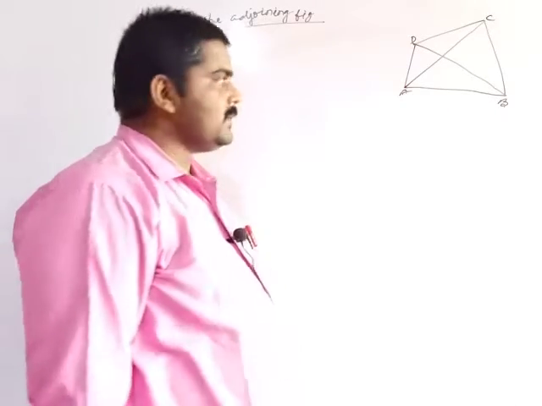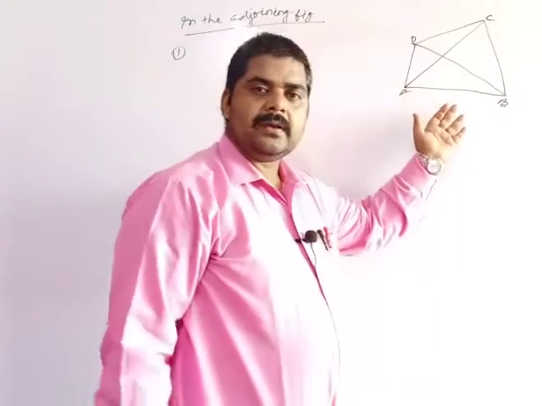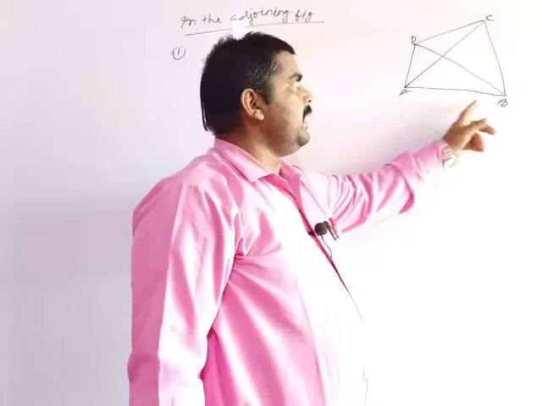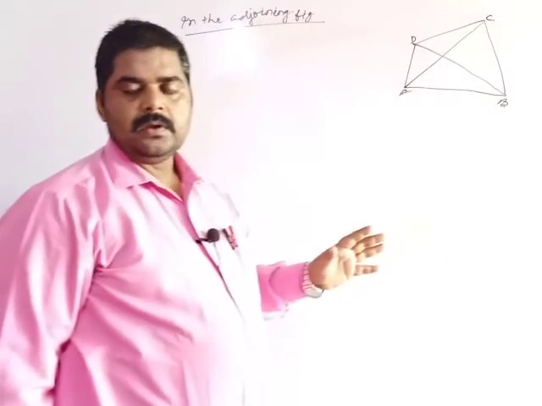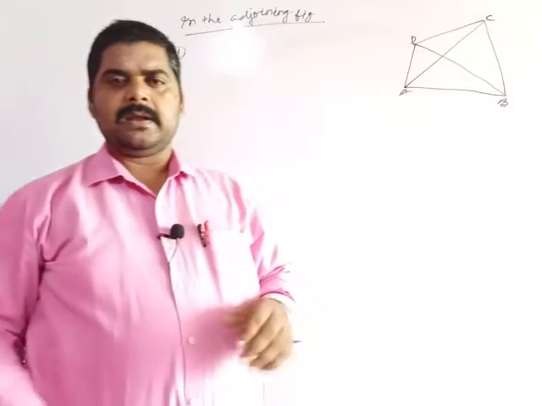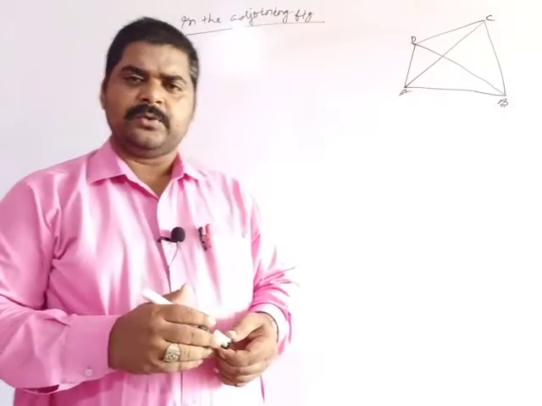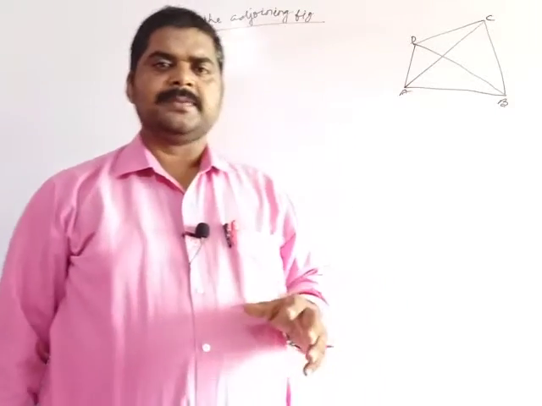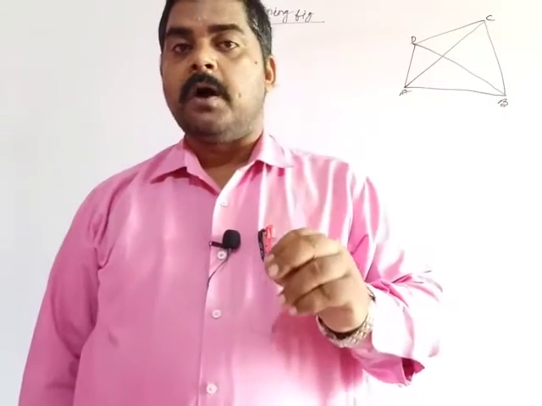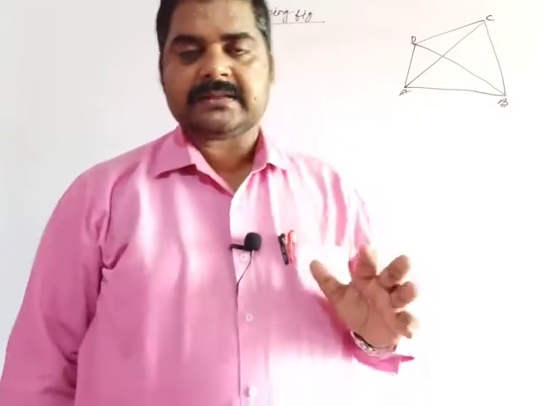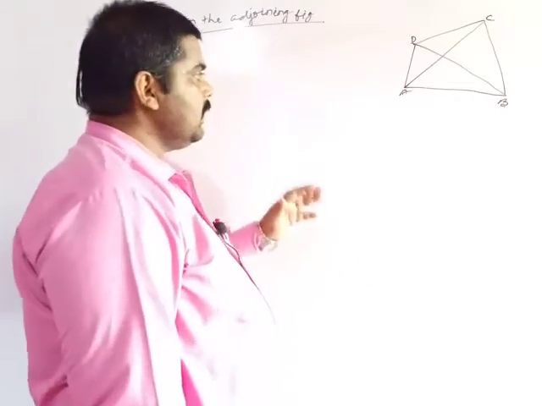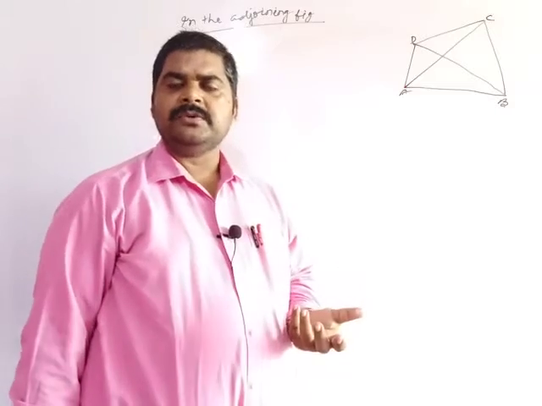My dear students, a quadrilateral has been given, and this quadrilateral is ABCD. Several questions have been given in this question. The first one is: name the pairs of opposite sides. And you know what opposite sides are?